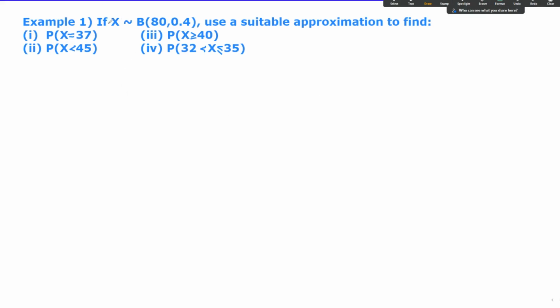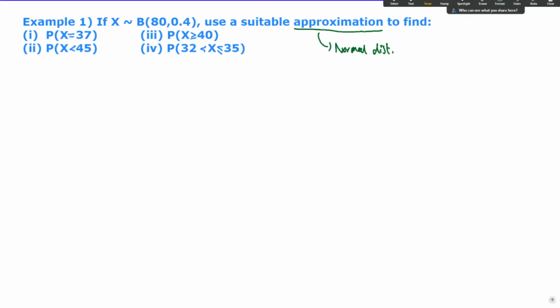So it says if x is binomially distributed with n equals 80 and p equals 0.4, use a suitable approximation to find these 4 probabilities. Because it says approximation here, we know that we're meant to be using the normal distribution. If it didn't say approximation, then the question might be looking for us to actually calculate the binomial, using like the binomial formula. Okay, so let's start by figuring out whether we can actually approximate this.